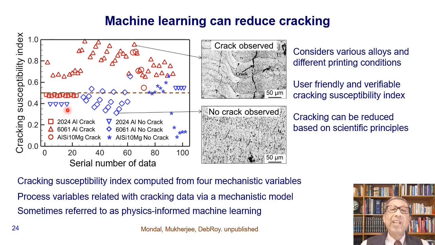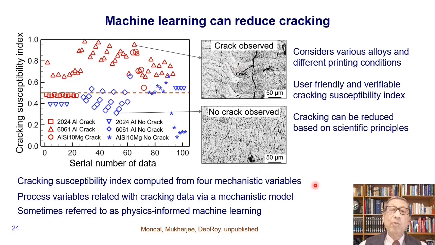And we are now plotting each data point. So we have a crack susceptibility index, CSI, and a serial number. These red colored points that have higher cracking susceptibility index had cracks. And the blue ones, we did not detect any cracks. This plot considers various alloys and different printing conditions, and the CSI is very user-friendly and it is verifiable, because if the cracking susceptibility index CSI is higher than about 0.5, we actually observe cracks.